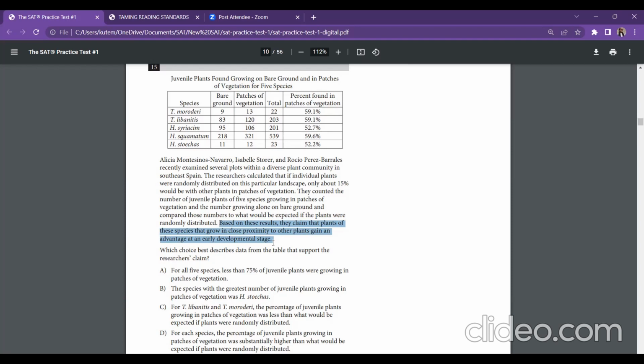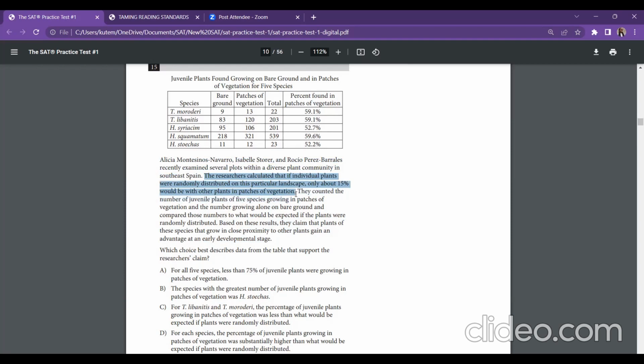Okay, so let's break it down together, right? What is the claim? This can be a lot, which is why it's important that we have the passage explanation. So let's just break down what's being done. They're trying to examine a plant community, and I think this is the main part of the experiment.